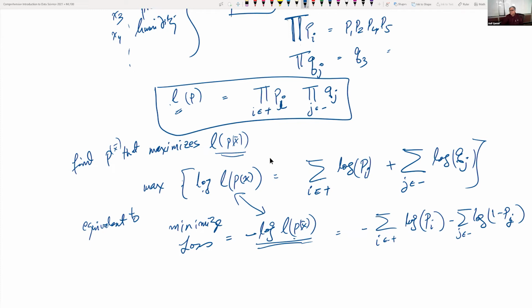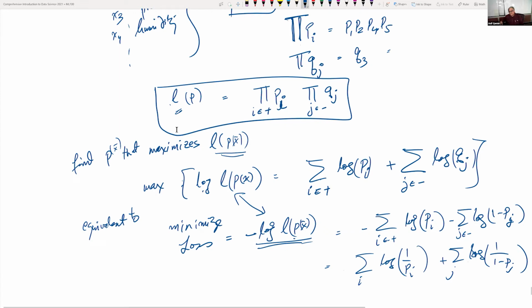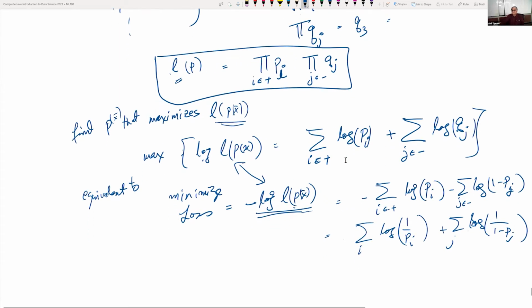And of course, you can reformulate it in my language by saying, forget the minus. You can absorb the minus and say the sum over i of log 1 over Pi, plus the sum over j of log 1 over 1 minus Pj. Isn't it in my language? You would do it like that, thinking in terms of surprise. And of course, Pi and Pj are predictions. So now you can translate it back to the equation.